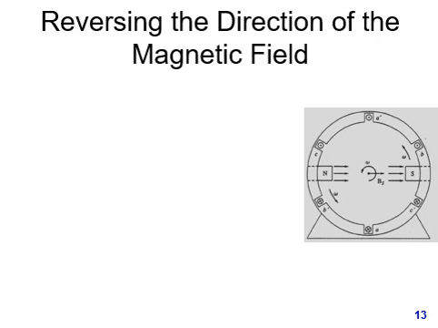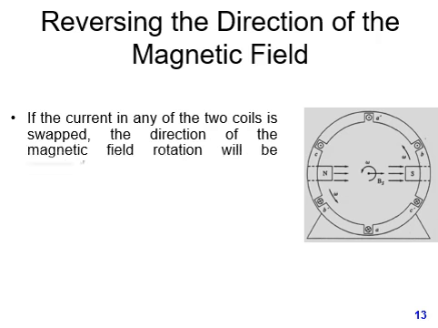Now we want to know whether we can reverse the direction of the magnetic field or not. Yes, we can reverse the direction of the magnetic field by swapping the current in any two coils. So if we swap the current in any two coils, the direction of the magnetic field will be reversed.